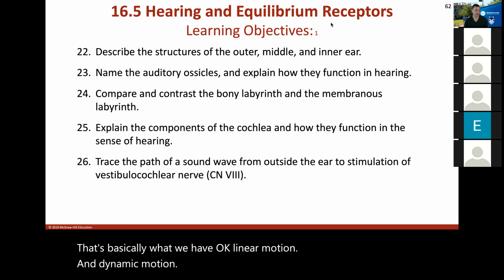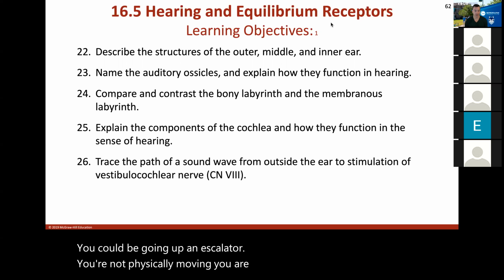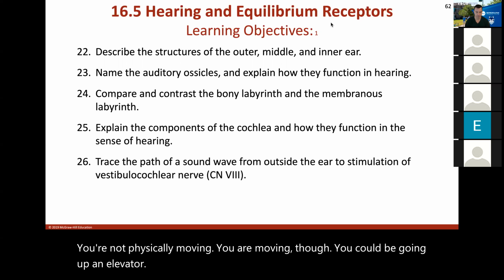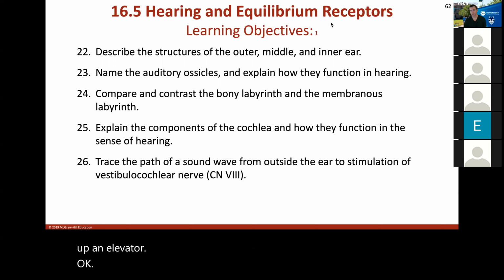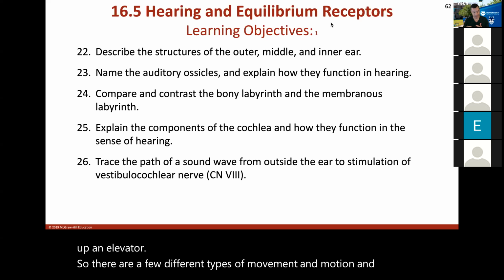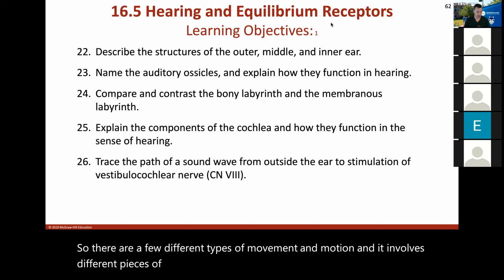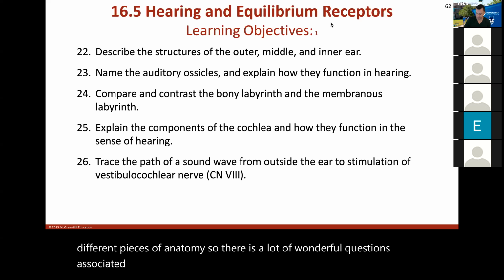You could be moving and not moving your head, right? You could be going up an escalator. You're not physically moving, you are moving though. You could be going up an elevator. So there are a few different types of movement and motion, and it involves different pieces of anatomy. So there is a lot of wonderful questions associated with this region of the special senses.